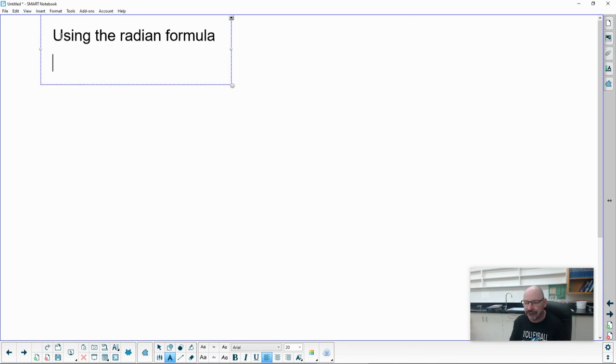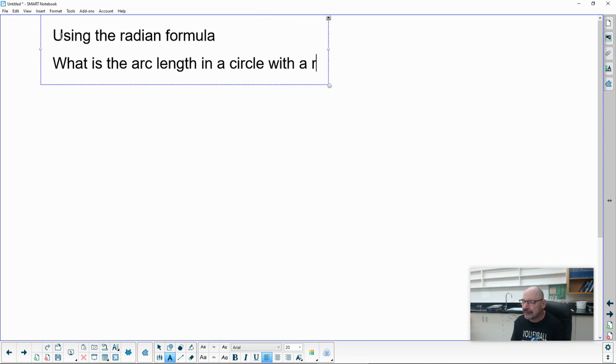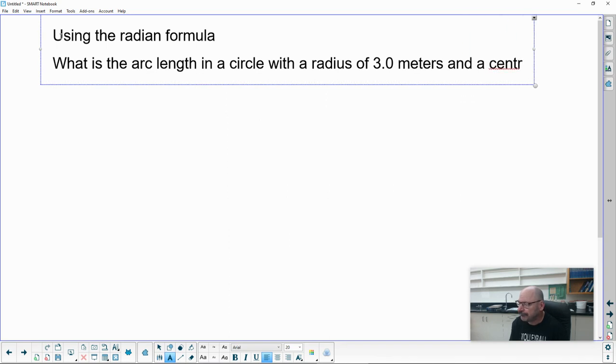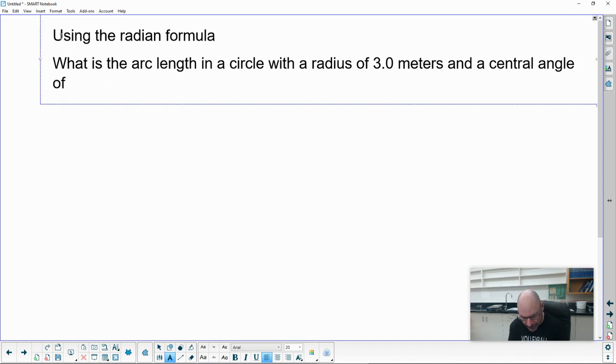So let's say we have, what is the arc length in a circle with a radius of 3 meters, 3.0 meters, we'll say. So a large circle, and a central angle of 100 degrees.